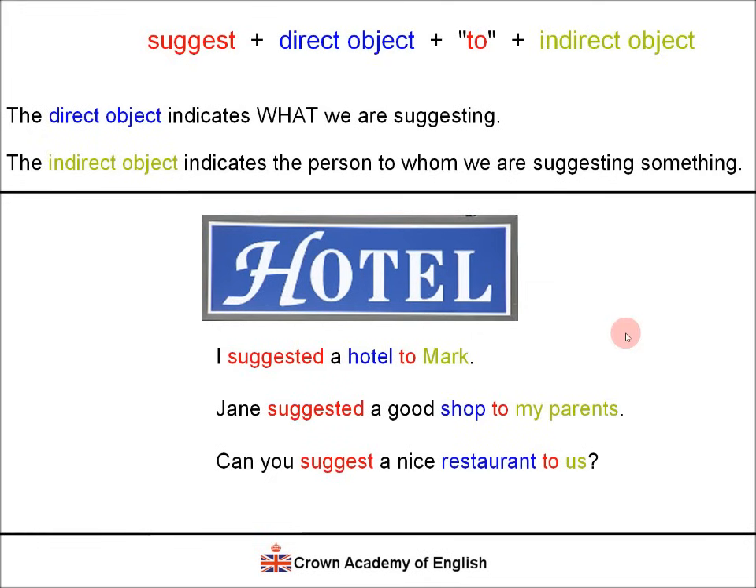Can you suggest a nice restaurant to us? Okay, so this is a question perhaps you would ask at the reception of a hotel, or maybe at the reception of a tourist office. Can you suggest a nice restaurant to us? So us, this is the indirect object, and restaurant here is the direct object. Okay? So suggest plus direct object plus to plus indirect object.